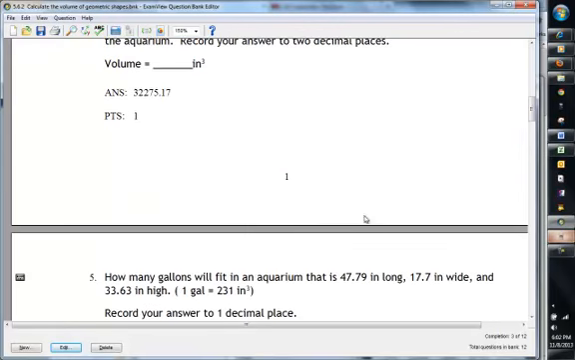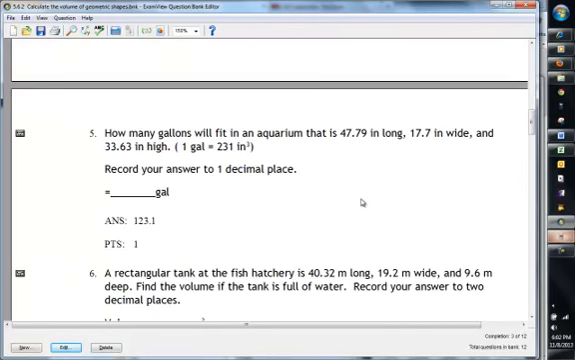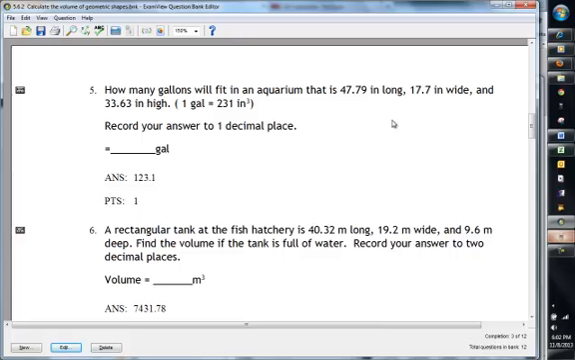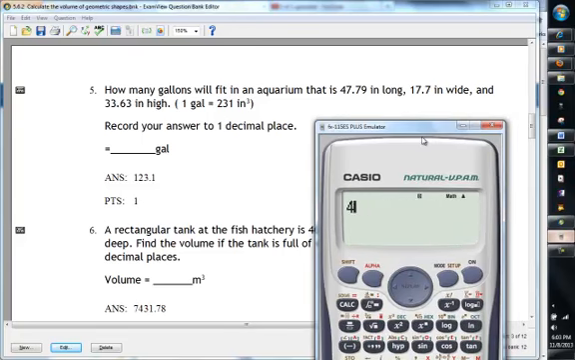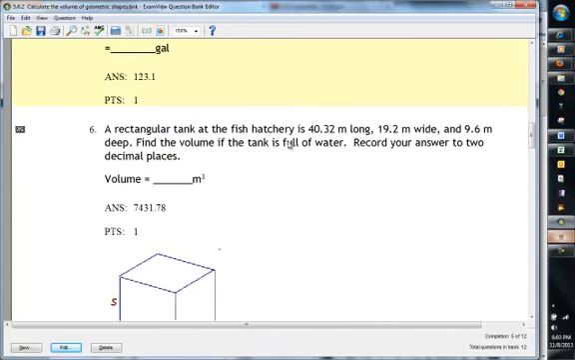An aquarium, let's do this one. How many gallons will fit into an aquarium that is 47.79 long, 17.7 wide, and 33.63 high, and a gallon is 231 cubic inches? So we would still multiply the 47.79 times the 17.7 times the 33.63. But then when we get that answer, we would divide it by 231 to get 123.1 gallons.